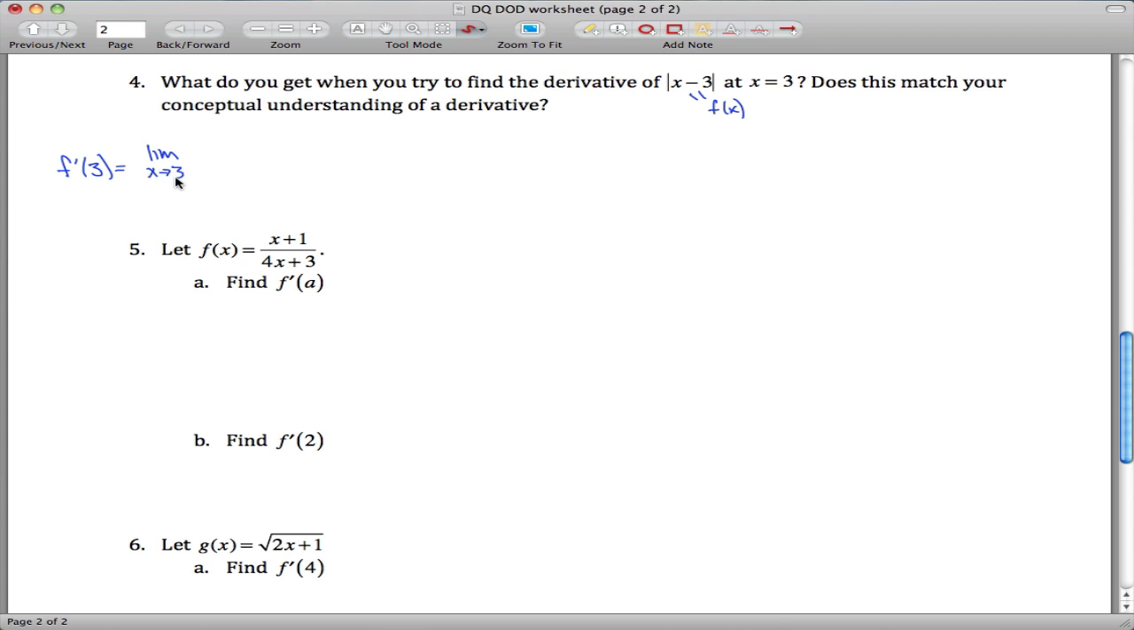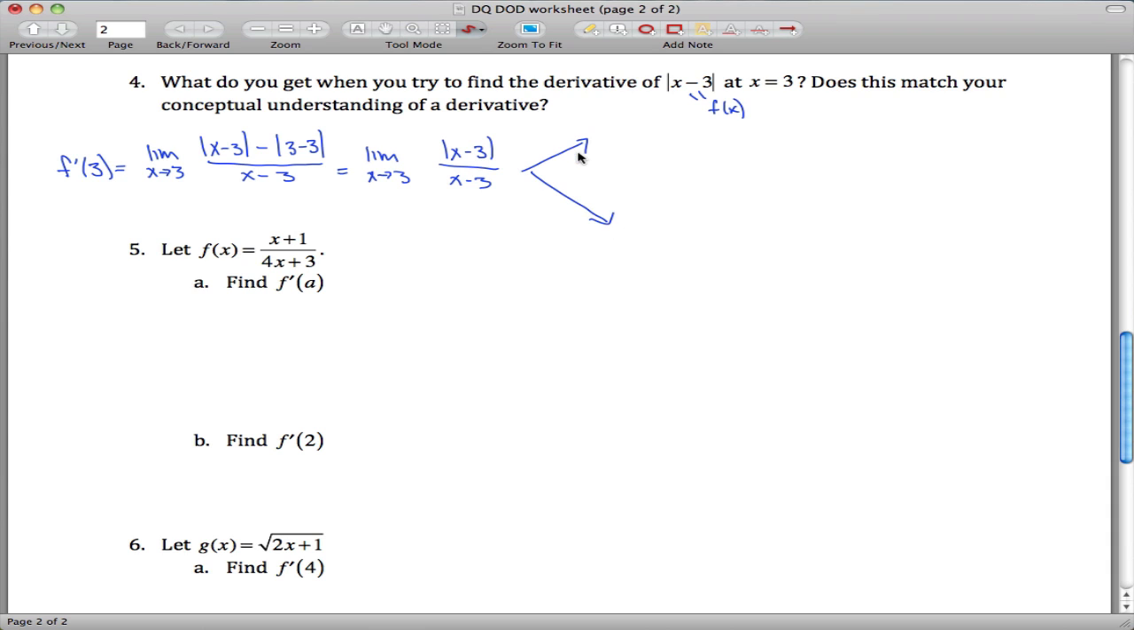You could do this with the difference quotient as well. The limit as x approaches 3 of f of x minus f of 3 all over x minus 3. The absolute value of 3 minus 3 is the absolute value of 0, which is 0. So really what this is asking for is what's the limit as x approaches 3 of the absolute value of x minus 3 over x minus 3. I think we've already seen this one before, but we'll go through and do it.